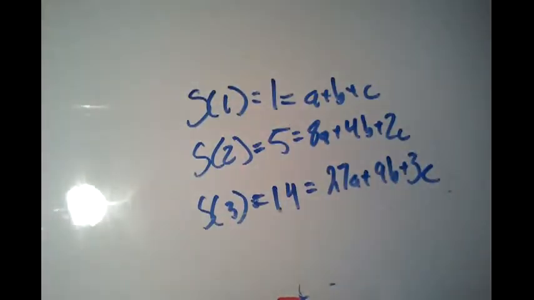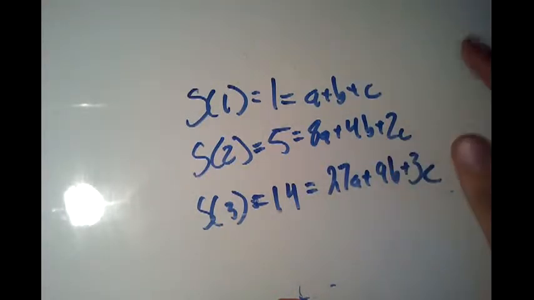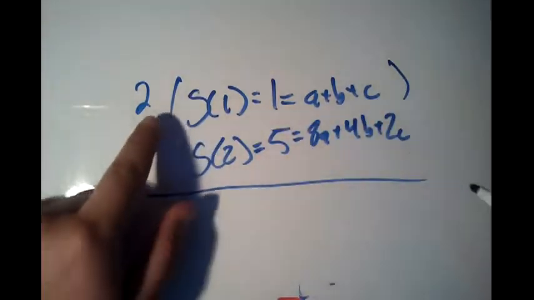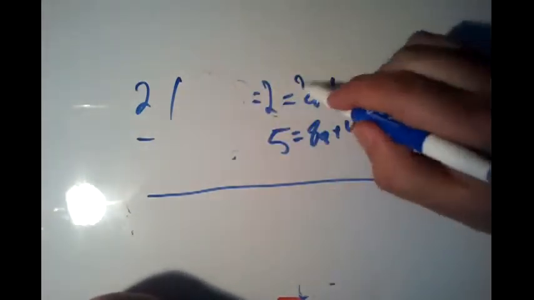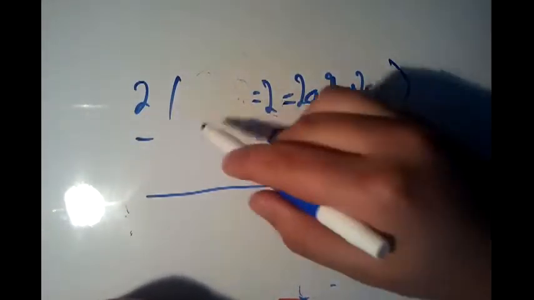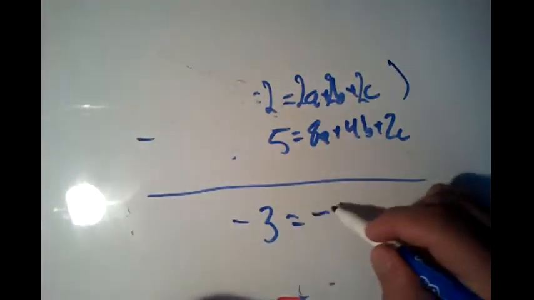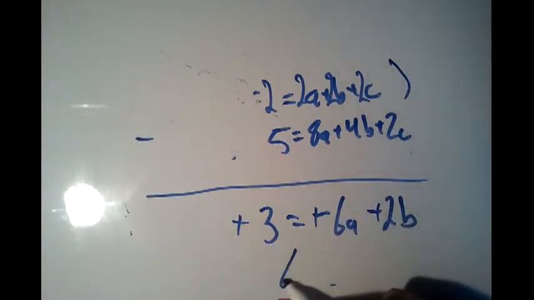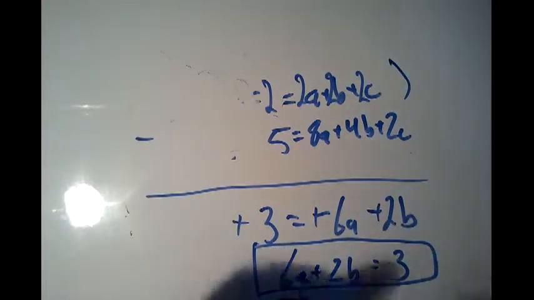So if we get rid of all this extra stuff, the easiest way, I think, is to multiply and then subtract. Let's set aside this equation for the time being and multiply this equation by 2, and then subtract. If I multiply this equation by 2, everything becomes 2. Then I subtract, and I get 2 minus 5 is negative 3, and 2 minus 8, negative 6a minus 2b. If I make everything positive, I get 6a plus 2b equals 3. I'm going to keep that aside. So 6a plus 2b equals 3.